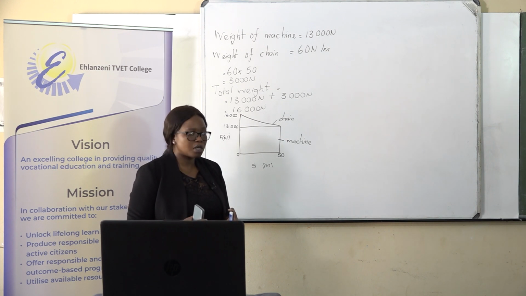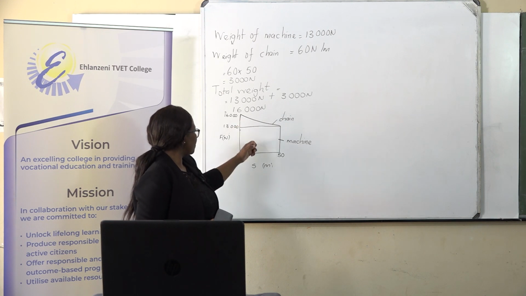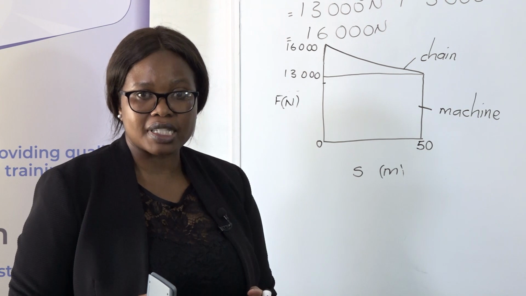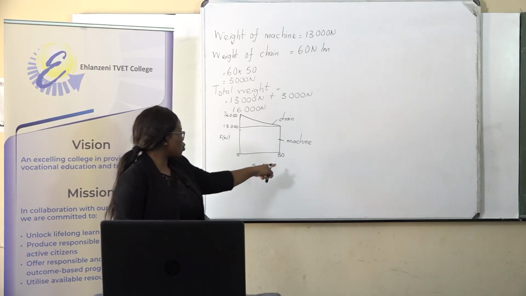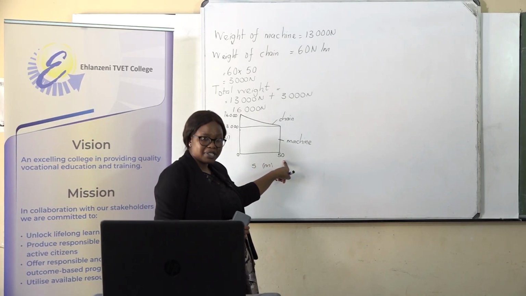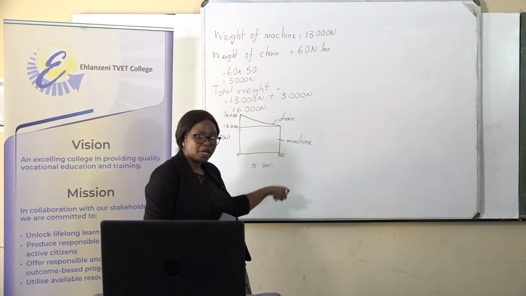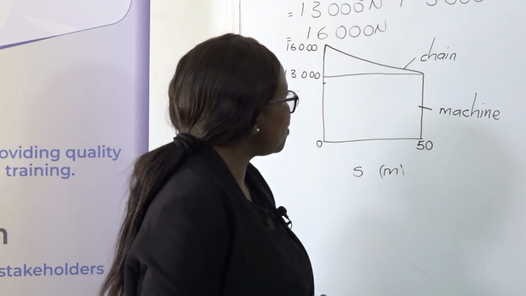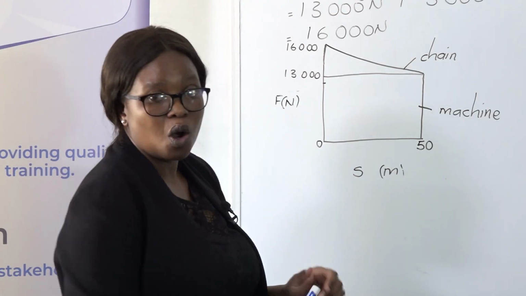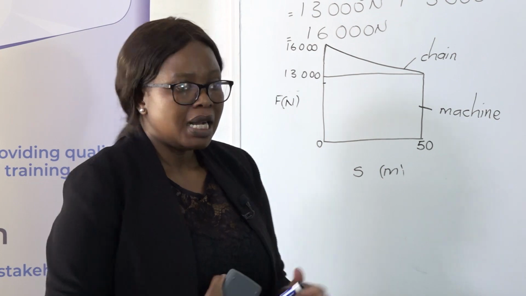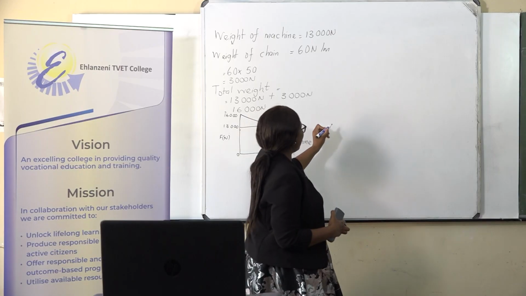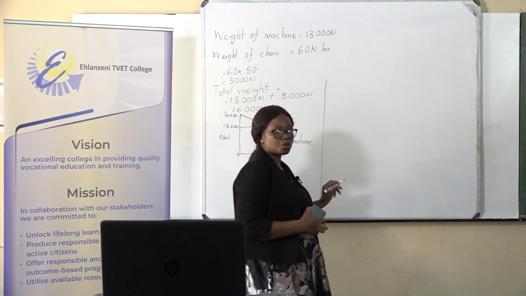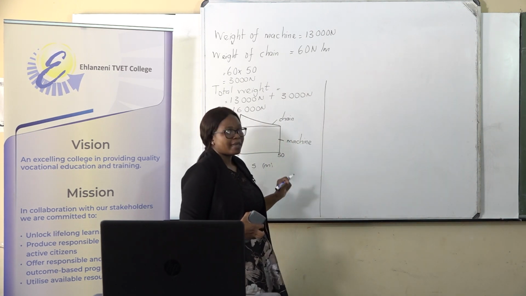When we're talking of total, we are saying the weight of the machine plus the weight of the chain, that is our force, times the distance that we are covering, which is 50 meters. So how do we go about this one? We are going to use a formula for calculating the total work done. I'm going to divide my work here so that we'll be able to refer to the diagram.